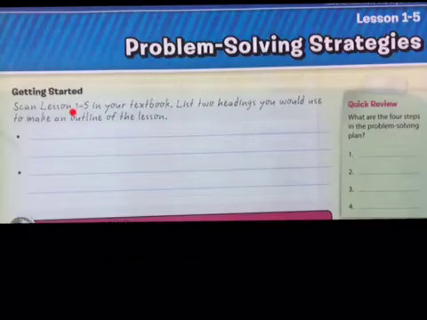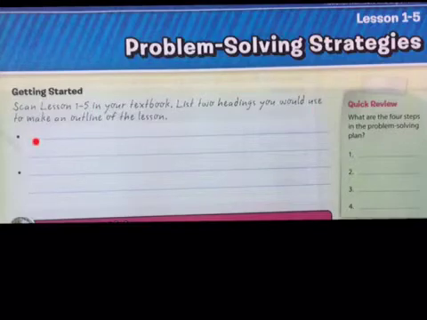Question 1. Scan lesson 1-5 in your textbook. List two headings you would use to make an outline of the lesson. Well, in this lesson we're looking at steps to solving problems, okay, so problem solving plans, to understand problems, and to find the solution and different strategies that we can use.